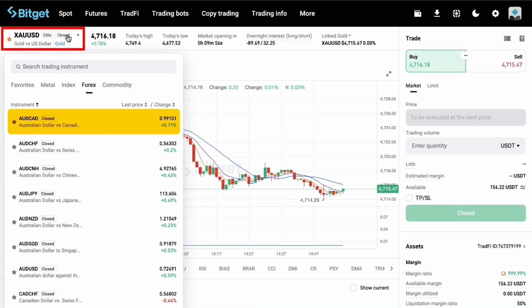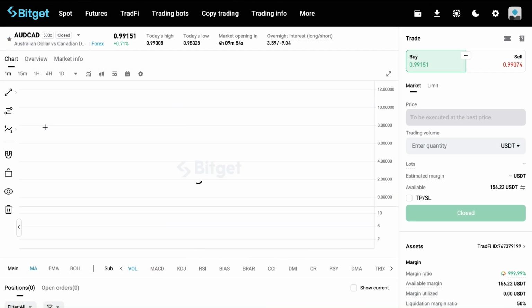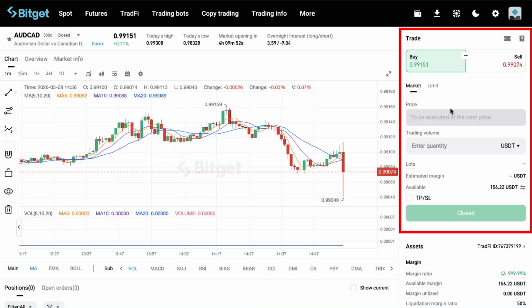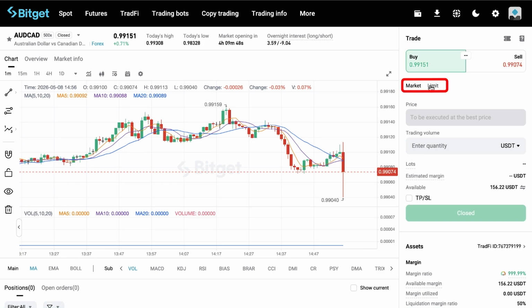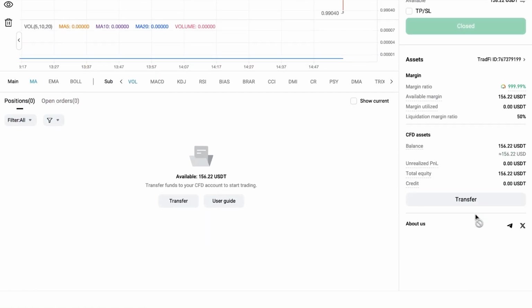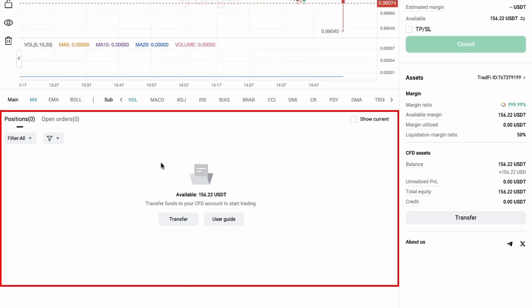When you want to change your trading pairs, you can simply click right here, and then on the right hand side you will execute your trades. Buy or sell, market or limit. You can choose the quantity here and open the trades when the markets are open, and you can see your trades here on the bottom in the open positions.